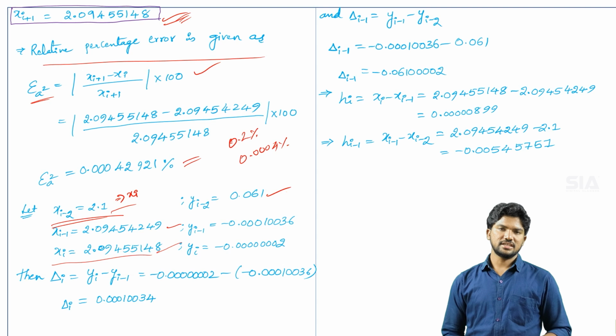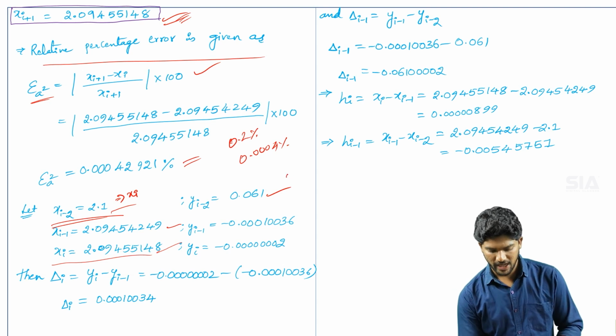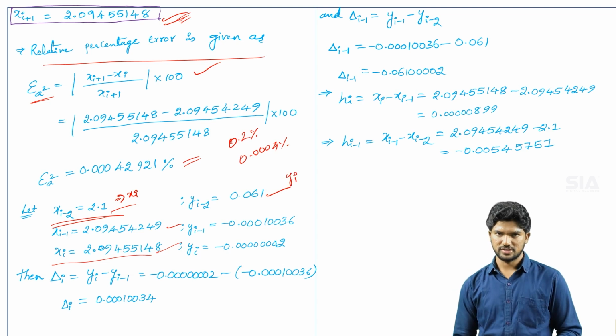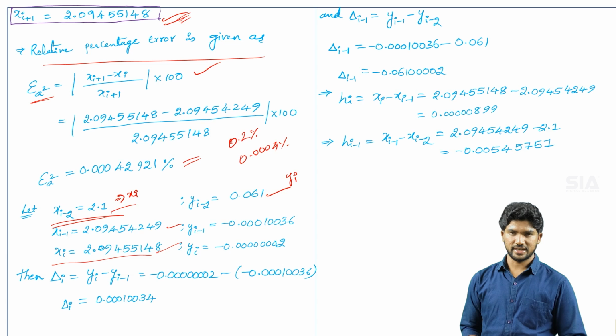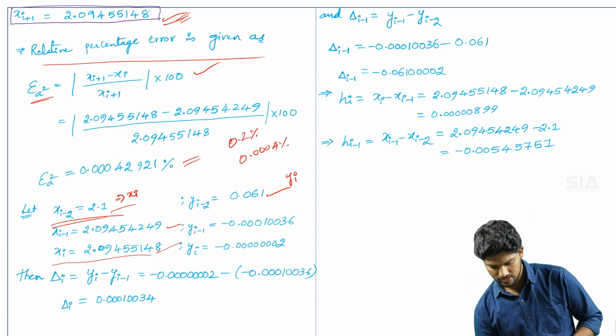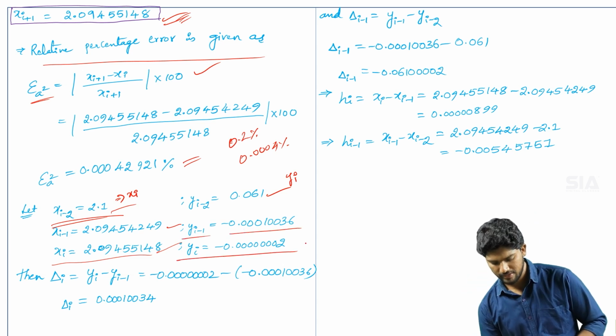Next, y suffix i minus 2. Initially this value, 0.061, we had taken as y suffix i. Now we are taking it as yi minus 2. Next, the yi minus 1 value you know very well, and the yi value you know very well.